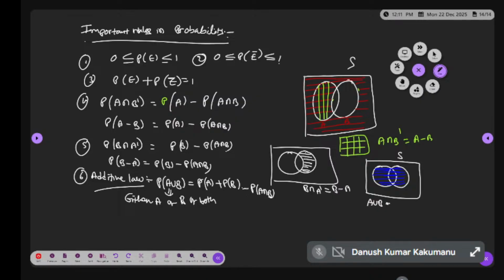Whenever you come across the phrase either A or B or both, what is the formula of additive law? P of A union B. If A and B are disjoint, what is the formula? Maybe some of you are thinking, what is disjoint, sir? Disjoint is another word for mutually exclusive. If A and B are disjoint, P of A union B is equal to P of A plus P of B.